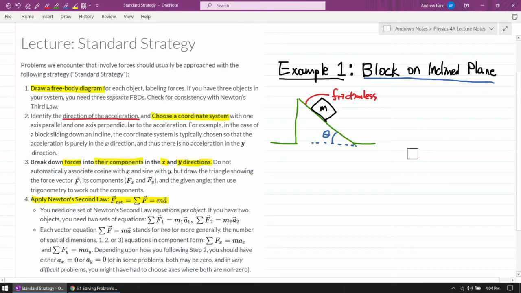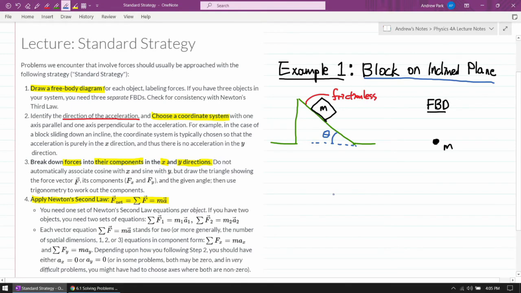So let me work my way through the standard strategy. The first step is to draw a free body diagram. So let me draw a free body diagram of the block. I try to draw the simplest free body diagram possible. So I'm going to represent the block of mass m by a simple dot. I don't need any more detail than that.